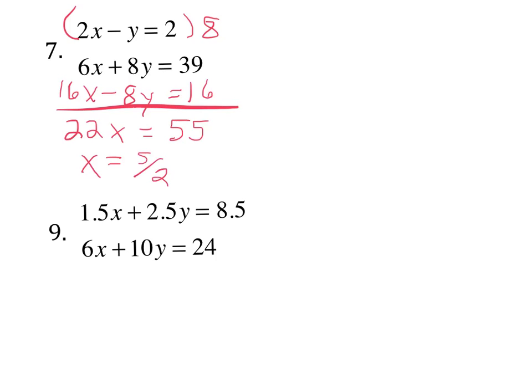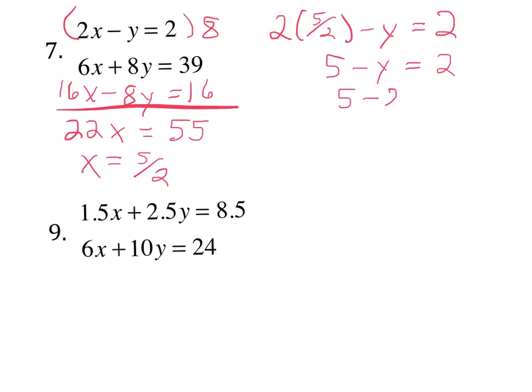So now that I know x equals 5 halves, I can plug that in and find y. So I'm just going to plug it back into the first equation. So 2 times 5 halves minus y equals 2. So 5 minus y equals 2. So 5 minus 2 would equal y. So y equals 3. So the solution is 5 halves, comma 3.